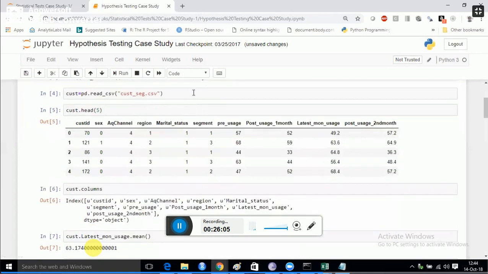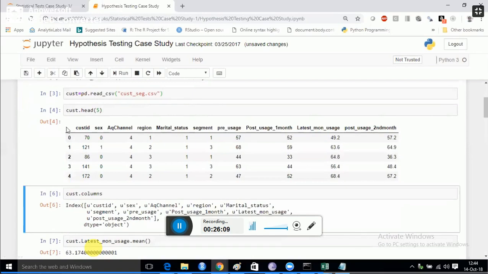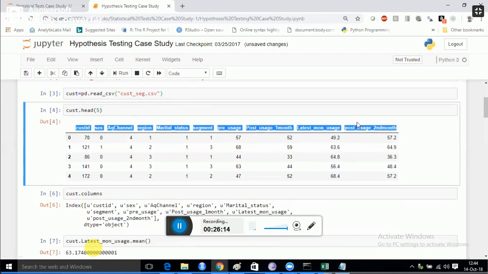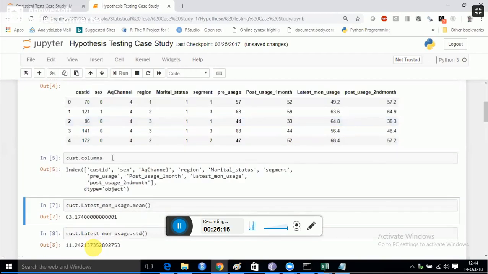So I'm reading this data, and if you look at the head of it, you can find these columns. Yes, these are your columns.